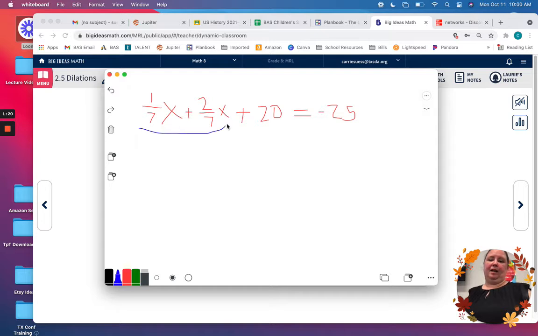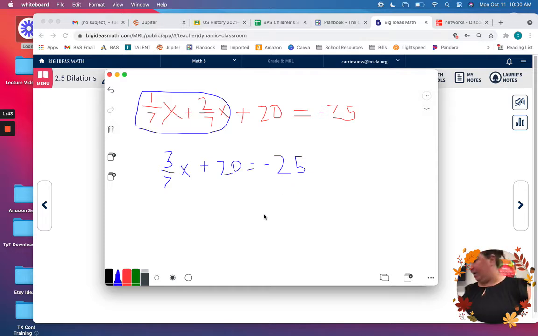All right, so if I have 1/7 x plus 2/7 x, the denominators are the same, right? So I just have 2 plus 1, which is? 3. So 3/7 x plus 20 equals negative 25.